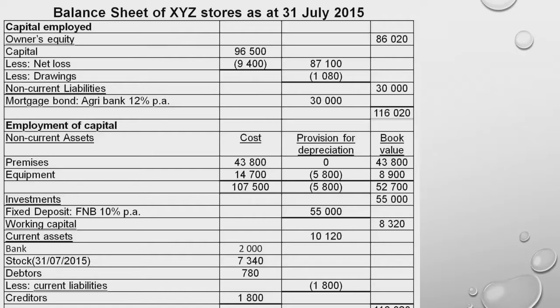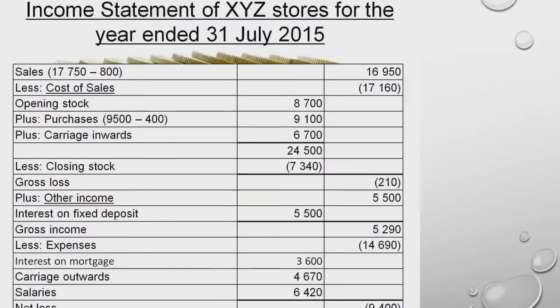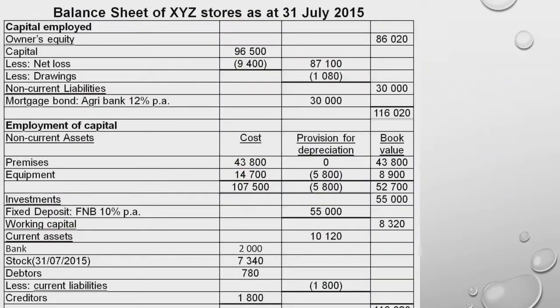Then you continue. Non-current liability, we have mortgage. Non-current liability, where is it? Oh, the one for 30,000. You see, that is a liability. We record it there. Then the total capital employed, we have 100,000.